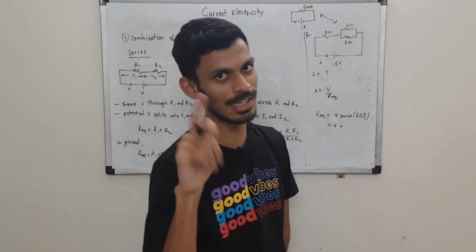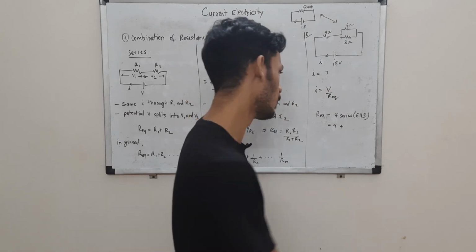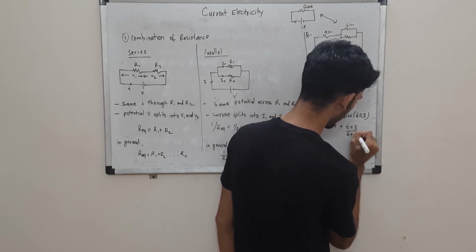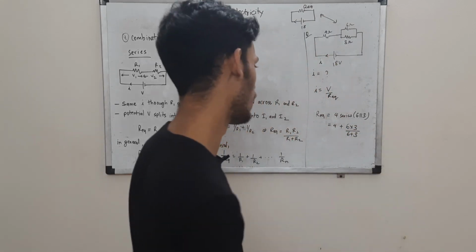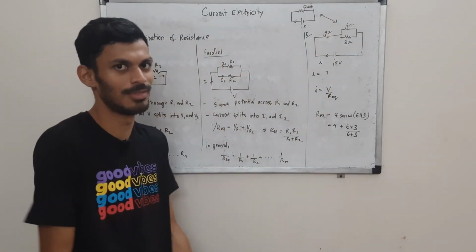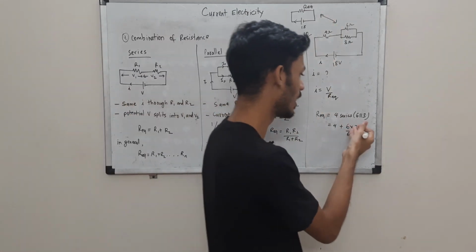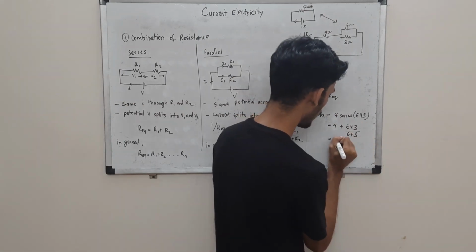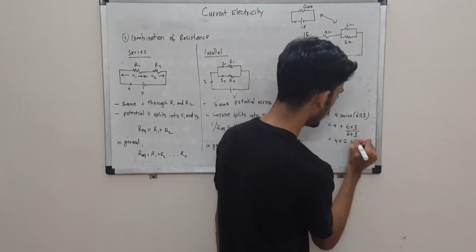So 4 series meaning plus, 6 and 3 in parallel. I'll tell you a secret, 6 and 3 in parallel is always 2. That is something that you will learn in your coaching. That is a shortcut. So when you have 6 and 3, you can directly say it's 2. 6 3s are 18, and 6 plus 3 is 9, so 18 by 9 is 2. So 4 plus 2, here we have 6.